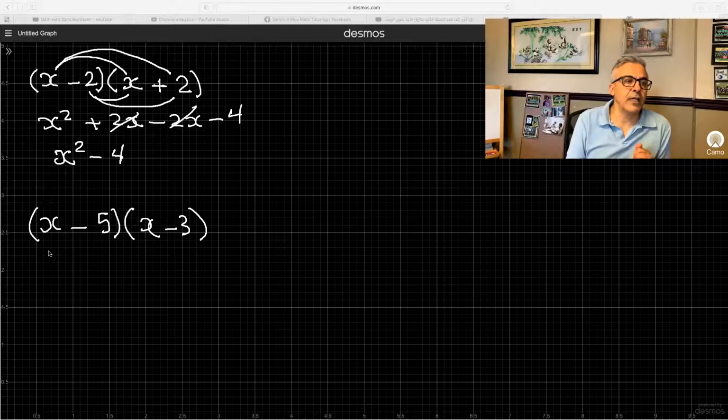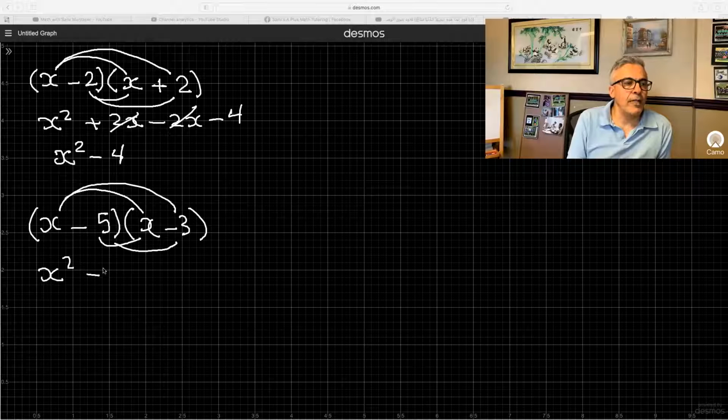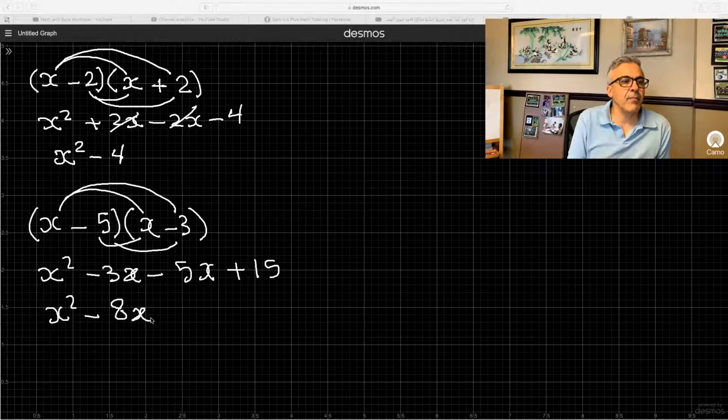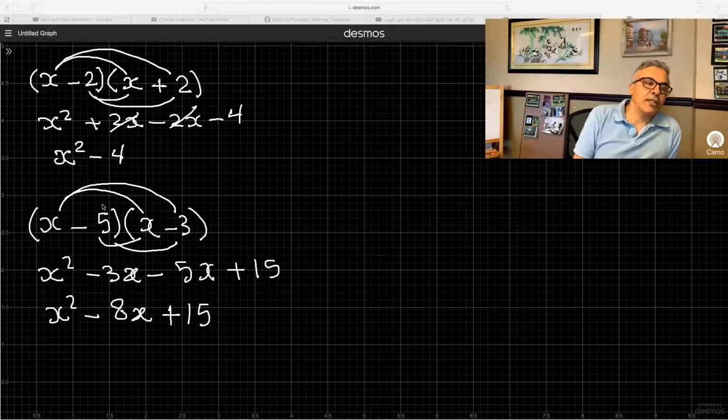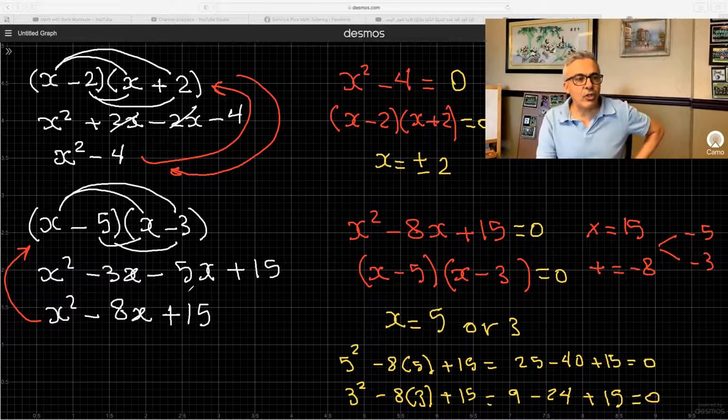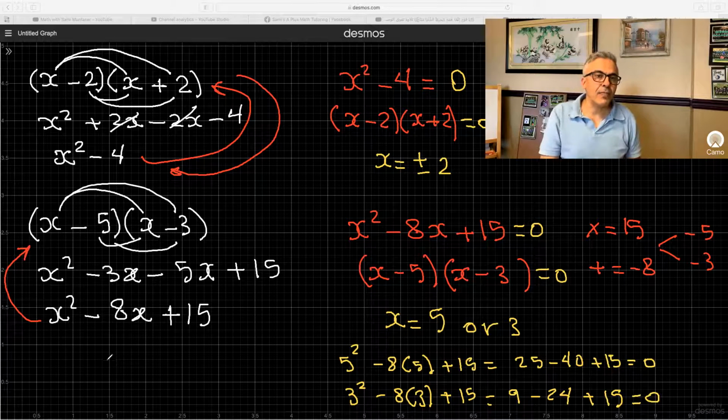Okay. Now let's do the second one. So if we're doing this, we do the same thing, this into this into that, and then this into this and into that. So we're going to get x squared minus 3x minus 5x plus 15. We're going to collect like terms. So x squared minus, that's going to give me negative 8x plus 15. So that's expansion.